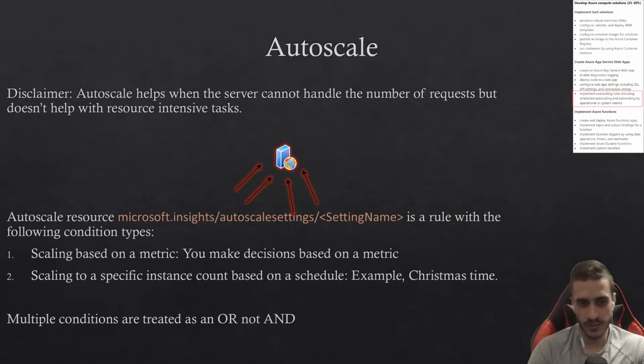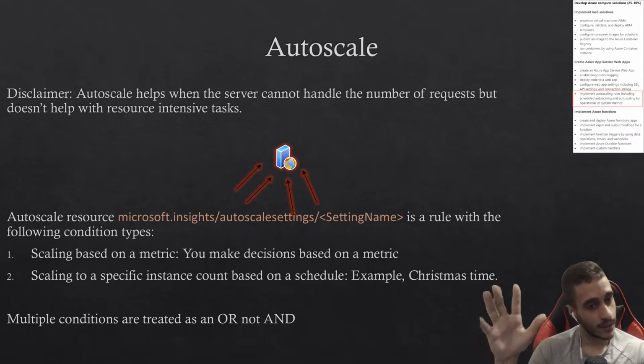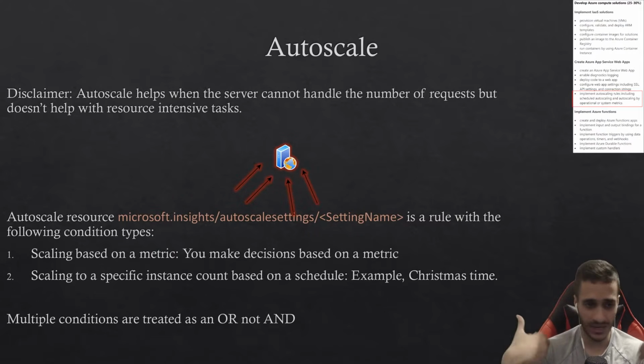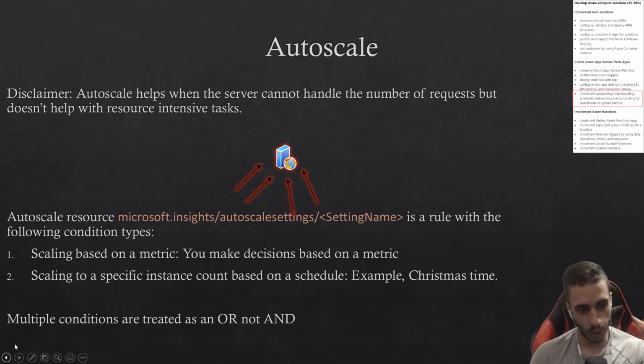The perfect example is Christmas time. Look, your store has crazy traffic during Christmas time. You don't want to make auto-scaling decisions based on a metric because you just know that during Christmas, you just want more instances running just in case, okay? So you can configure a rule where you scale to a specific instance count based on a schedule, not a metric, okay? Also, spoiler alert, you can actually configure it based on both conditions. So you can have a condition where you scale it on a metric. You can have another condition where you scale it to a specific instance count. So you can have both under the same auto scale setting, okay? And multiple conditions are actually treated as an or, not as an and, okay? So it's either or, okay?